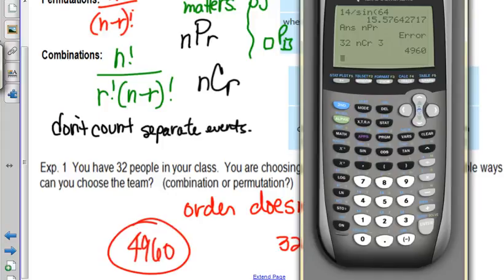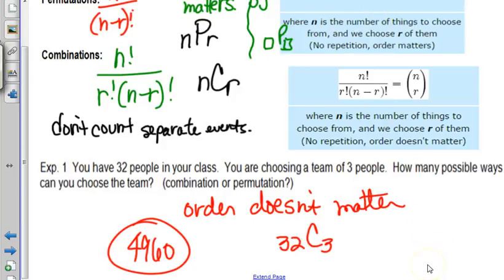Okay, this is the way I remember it, guys. C is combination, which is like a committee. I remember committee, combination. Order doesn't matter if you put on the committee, right? P, permutation, priority. There's some kind of order or priority.